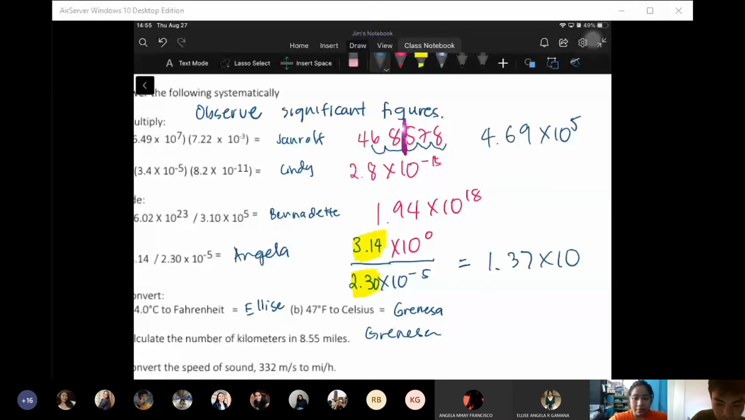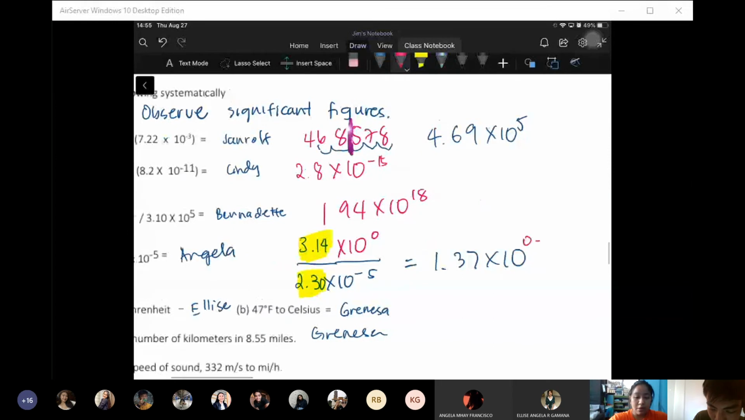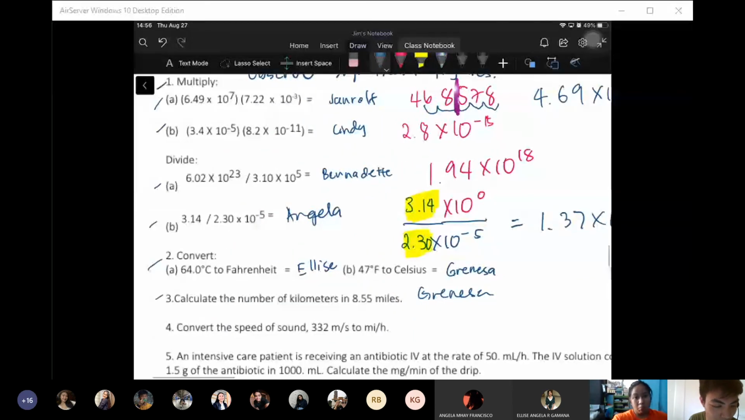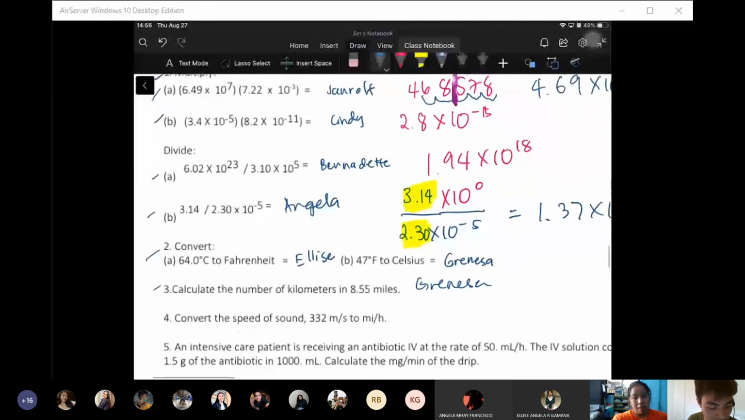Times 10 raised to 0 minus negative 5 is positive 5, no? So, the final answer is 1.37 times 10 raised to 5. So, yun. So, ganun na. Pag walang scientific notation, pwede natin isulat yun, no? So, okay na tayo dun sa multiplication and division. Sige, start tayo sa conversion.